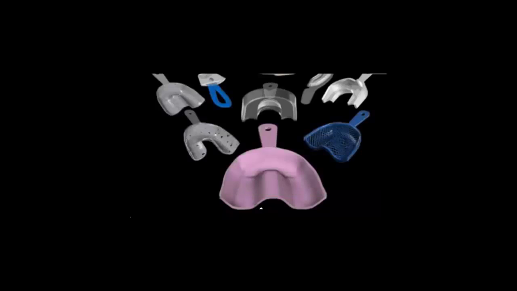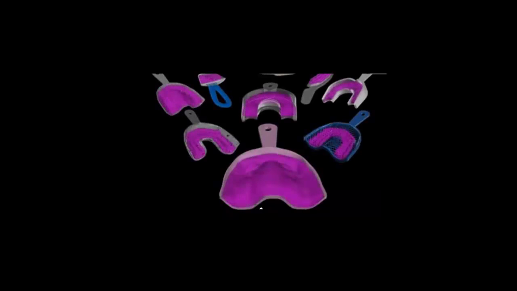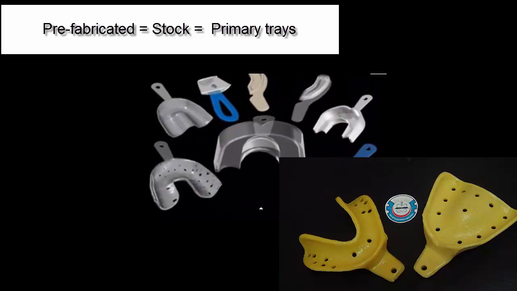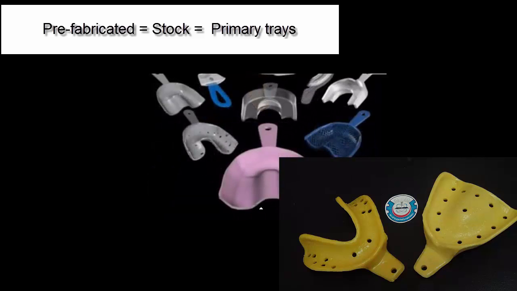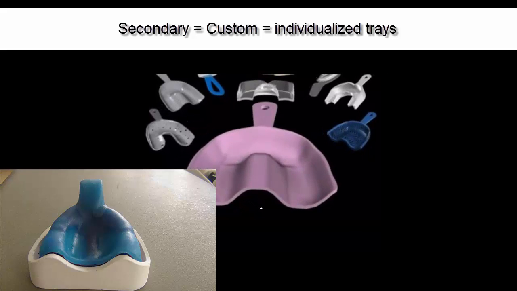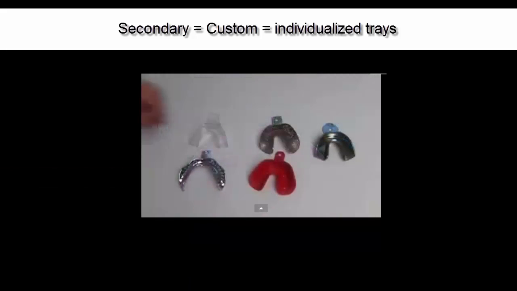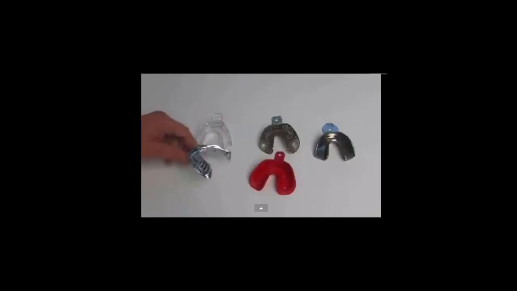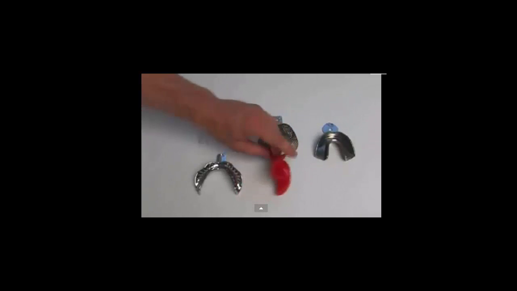Impression trays are used to carry impression materials when dental impressions are taken. We distinguish between two types, prefabricated and individualized. In the image above, you see several different types of prefabricated impression trays. At the bottom of the image, we have individualized impression trays. The prefabricated trays are factory-made impression trays, made of metal or plastic materials, and come in a host of different shapes, for toothed, partially toothed, and toothless jaws.